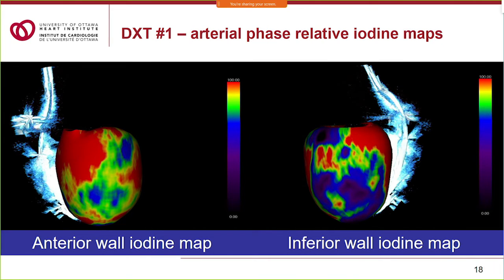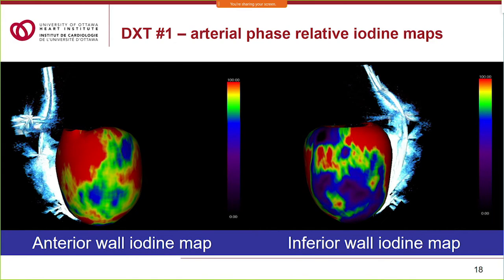And then we flip it over and look at the inferior wall, and blue and purple is very abnormal. So these are all the scarred areas. So although in this case, the scar imaging itself didn't really work, to be honest, the iodine map from the arterial phase still gives us information about where the scar is likely to be.